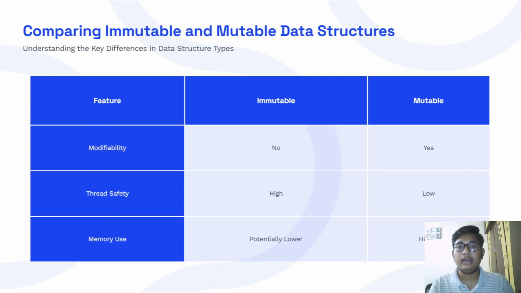For immutable data structures, modifiability is not possible. Thread safety is very high. Memory usage is potentially lower than mutable data structures.